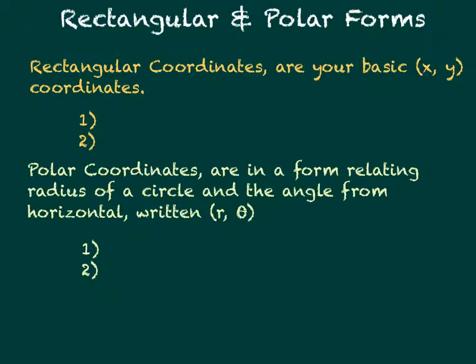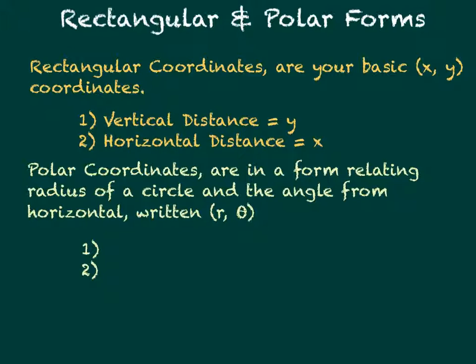Rectangular and polar forms. Rectangular coordinates are your basic x, y coordinates, where your vertical distance equals whatever your y coordinate is, and your horizontal distance is whatever your x coordinate is. So that's what we're used to. We always know what the rectangular coordinates are. Now we're going to learn about polar coordinates, because that will help us with vectors in the near future.